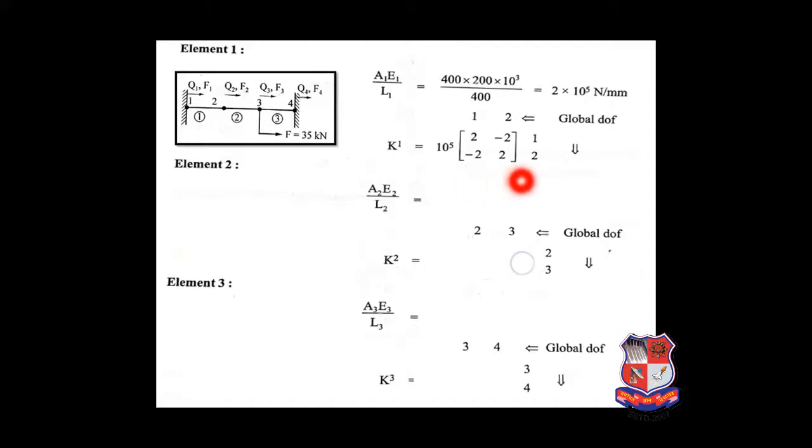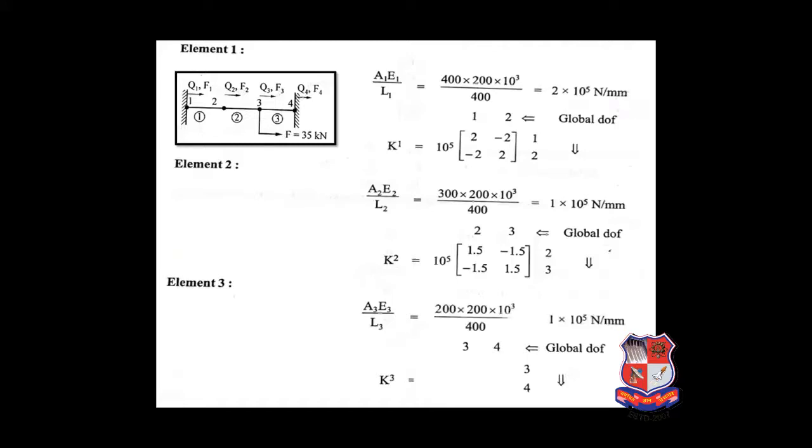Now let's find out the second element and third element with the same data. Can you find out, please? I will give you 1 minute to calculate it. As per the data, A2E upon L is equal to 300 × 200 × 10^3 divided by 400. So the final conclusion is 1.5 × 10^5 Newton per mm. We are putting this value in K2. Let's see the final answer: 10^5 times 1.5, minus 1.5, minus 1.5, 1.5. So this is the final conclusion.